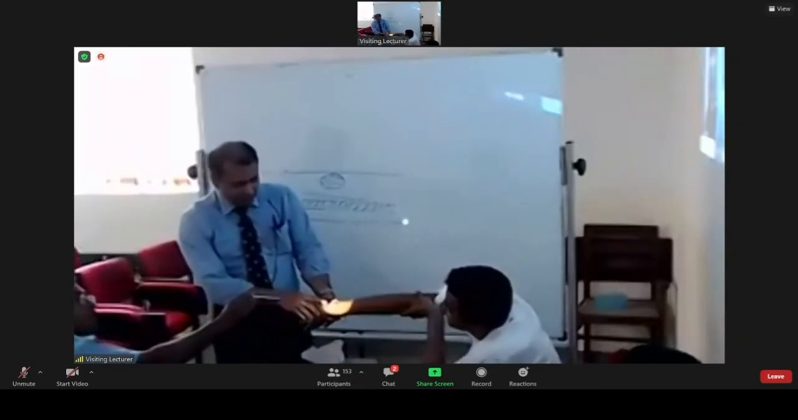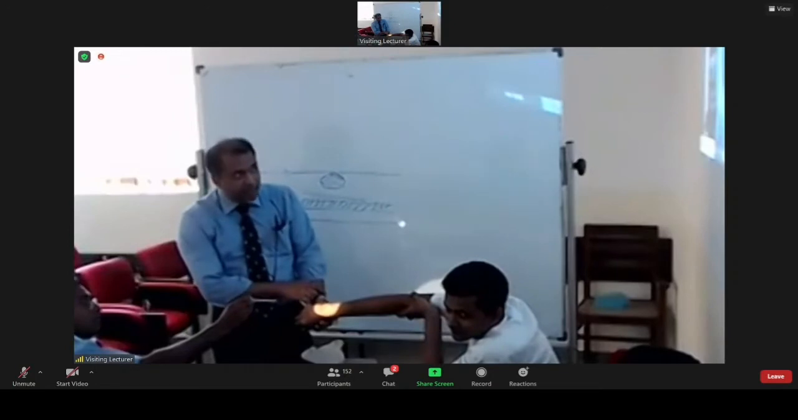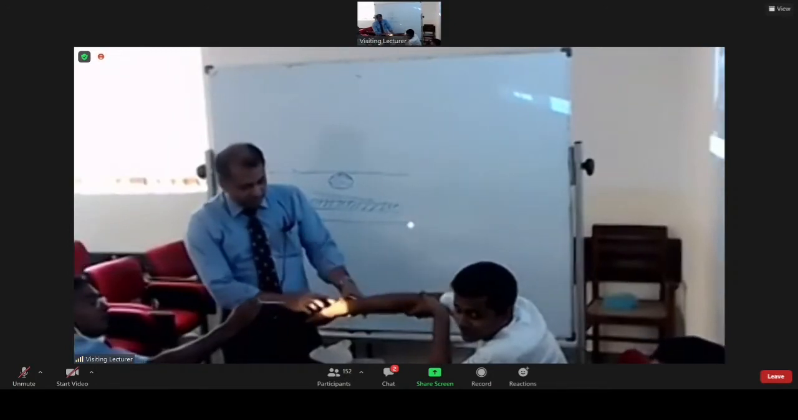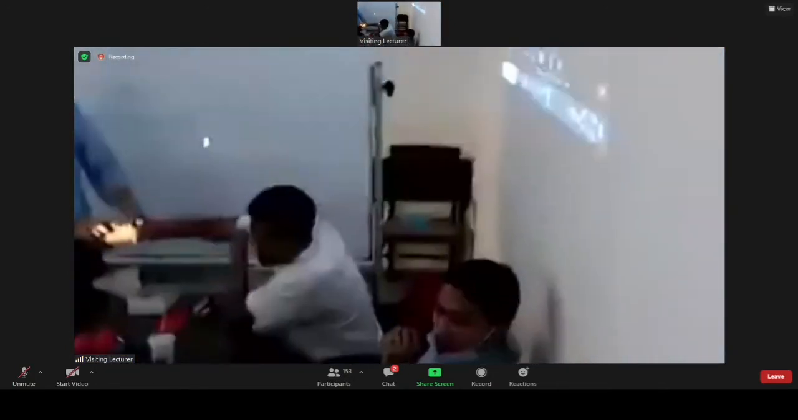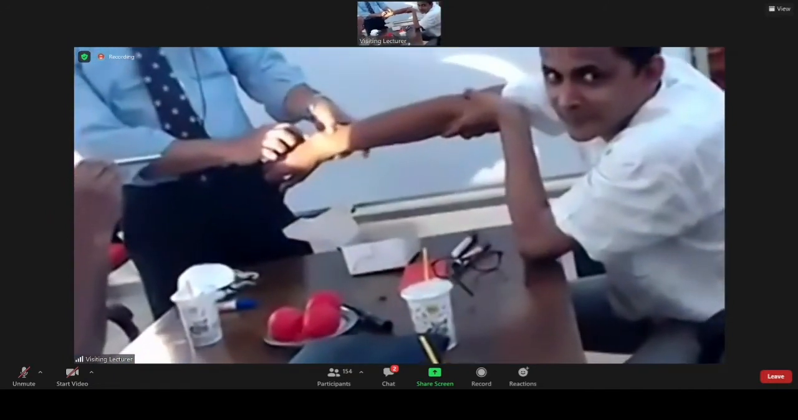So we'll consider that there's a lump. We'll say this is a subcutaneous lump. And I try to move the skin over the lump this way. You can see that the skin is freely moving. Can you see that the skin is freely moving?